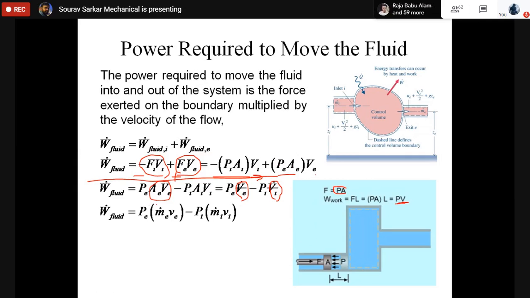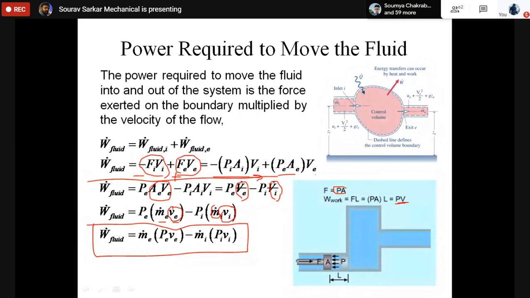I know that I can express this volume flow rate as mass flow rate into the specific volume. The volume flow rate is basically an extensive property, so I can represent this extensive property in terms of an intensive property into the mass. Similarly here also I can do the same thing: the volume flow rate can be expressed as mass flow rate into the intensive property. So this is my final flow work.